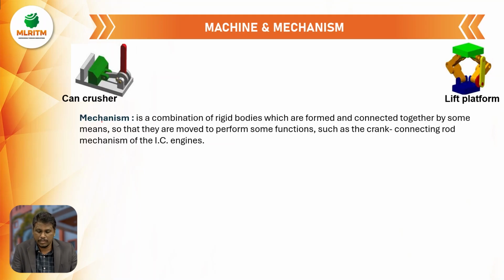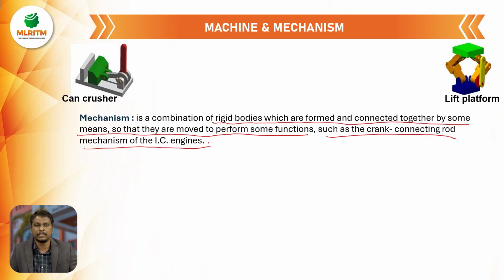Now the mechanism definition. It is a combination of rigid bodies which are formed and connected together by some means so that they move to perform some function, such as a crane, or the connecting rod mechanism in the IC engine.